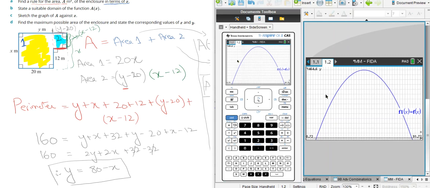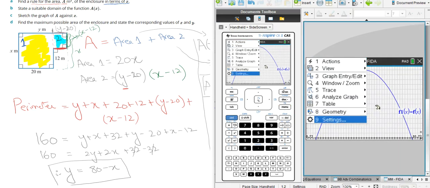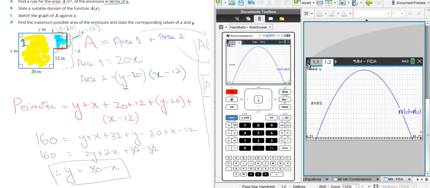Okay, now we can see very clearly. Now this is the graph. So if you want to sketch it, all you do is get the important points like the x-intercepts, which we already found in the previous one, and just copy it down in your exercise book. That's it. You're done with this part C.